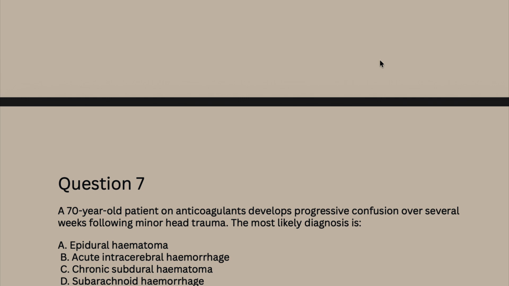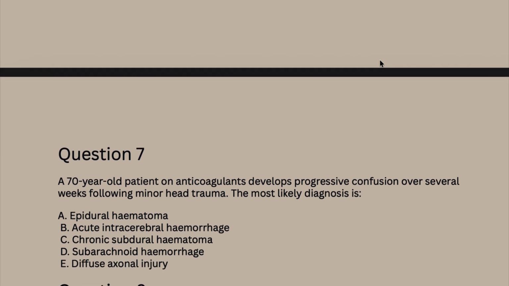Okay, let's look at question 7. For question 7, it says a 70-year-old patient on anticoagulants develops progressive confusion weeks after minor trauma. What will the correct answer be? The correct answer will be chronic subdural haematoma. Why is that? The reason is that it's a classic patient scenario. It's an elderly patient, there's a minor fall, blood thinners are involved, and symptoms develop slowly. This is because venous bleeding is much slower than arterial bleeding.